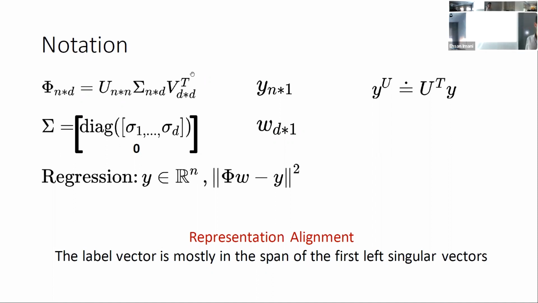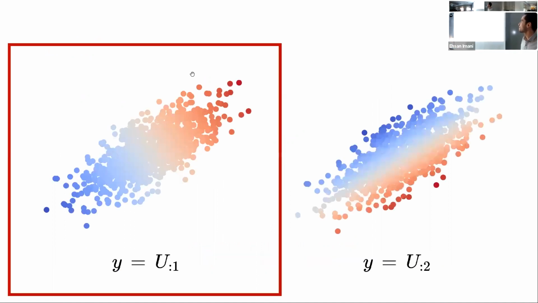I'll show an extreme example of it. Compare these two problems. Both have the same representation, the same input, and they have two different labels. Each one is a two-dimensional problem, so your phi has two columns, and whatever the number of data points is, that's going to be the number of rows in phi, and they are scattered in this way. They're more elongated in one direction.